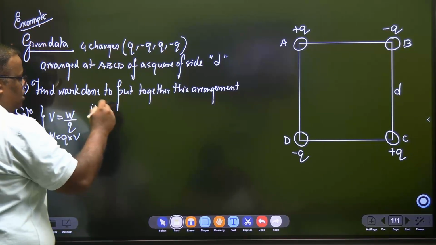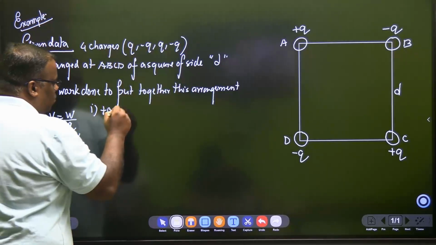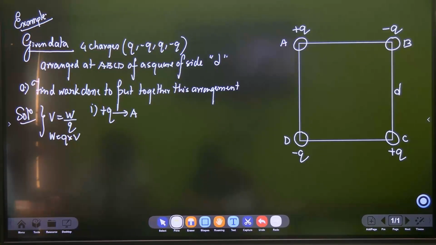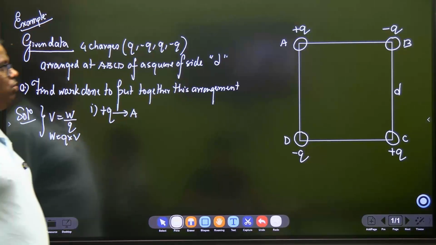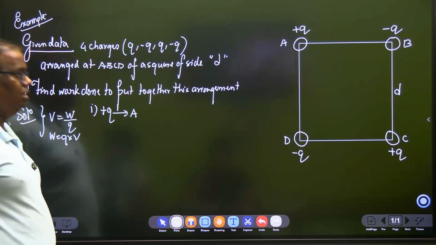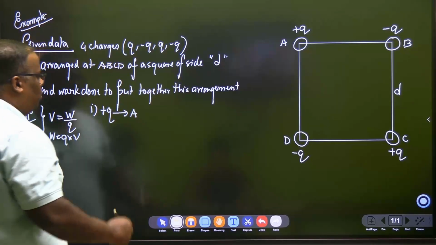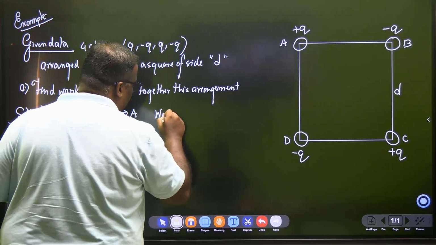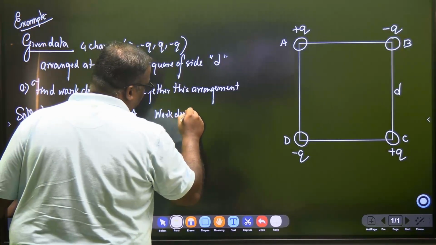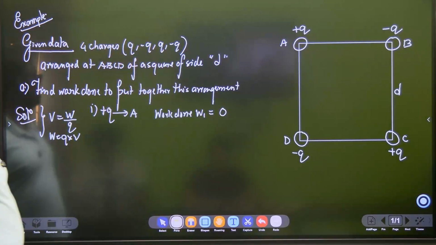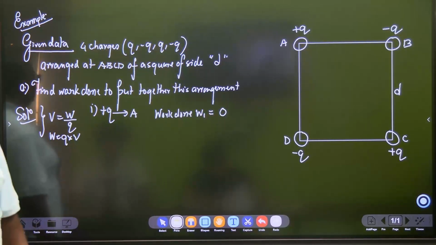The first process is we are trying to bring plus Q to A. When plus Q is being brought to A, there is no potential at A at all. This is the first charge which is being brought. Therefore, the work done, which I will call W1, will be equal to 0. Is this clear? We had done this in the previous derivation also.